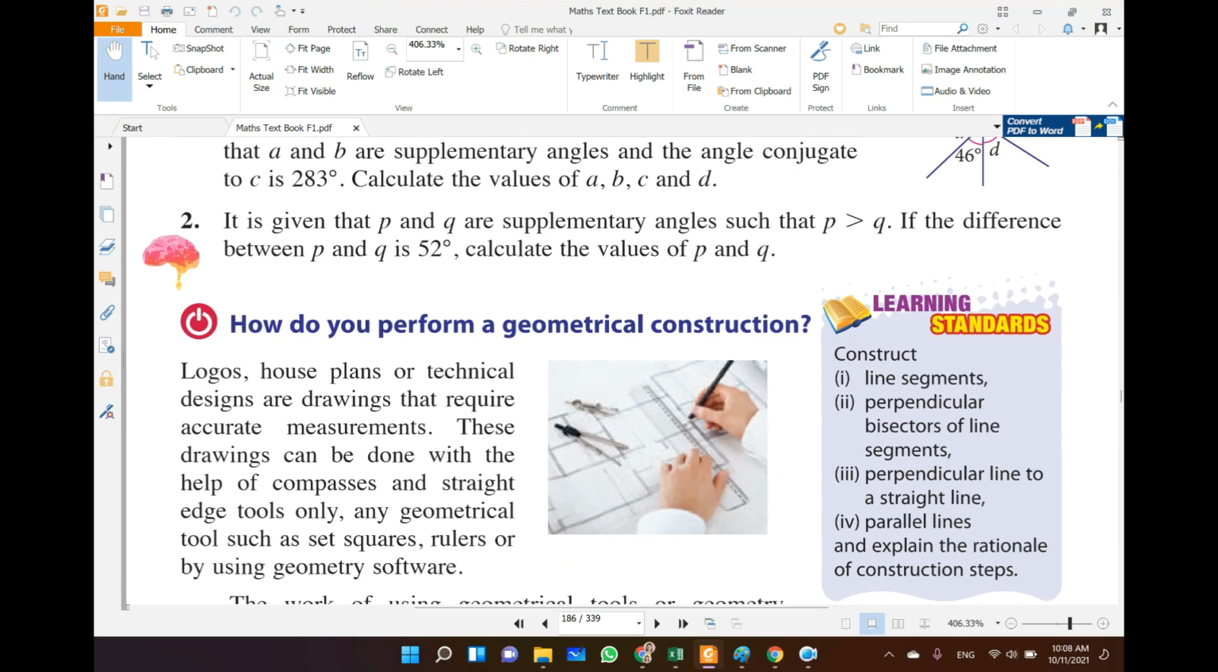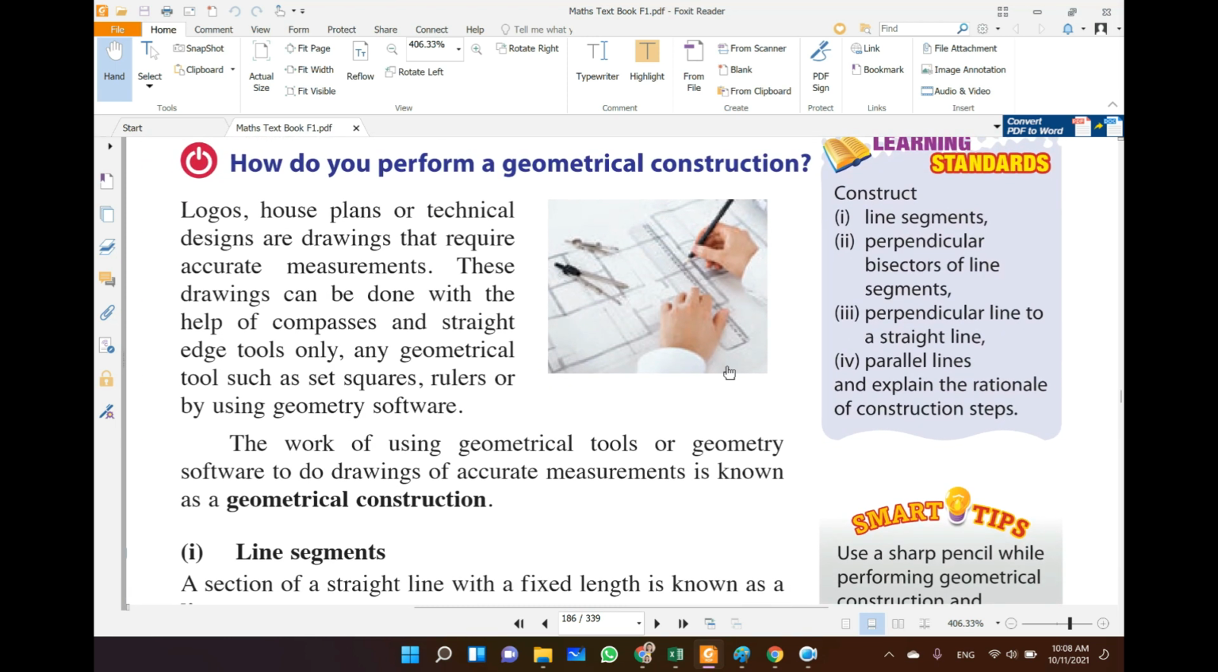Okay, so today we are going to carry on with this part here. How do you perform a geometrical construction? So just now I asked you to get ready your compasses already. This is what we need to do our construction, together with your pencil and your ruler.